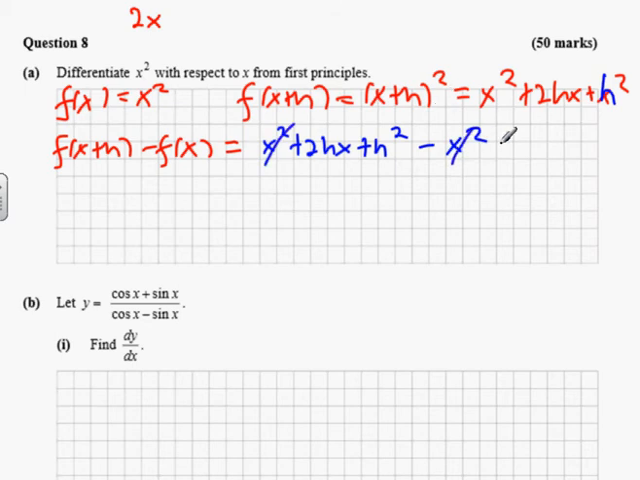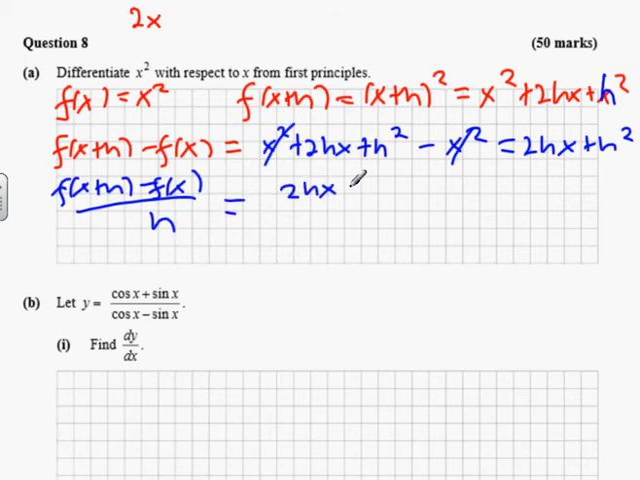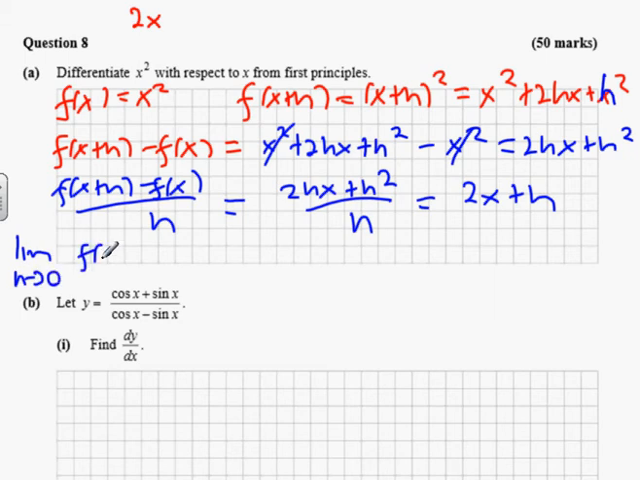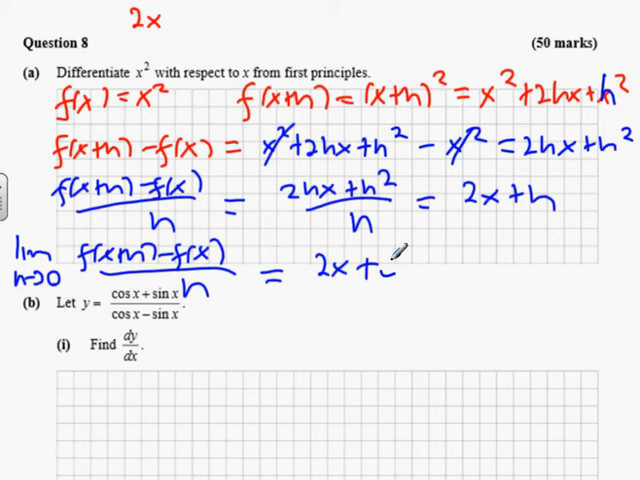Two of them cancel, and we're going to be left with 2hx plus h squared. Third part is going to be f(x plus h) minus f(x) all over h, which is going to be 2hx plus h squared all over h, and what we get is 2x plus h. Part 4 is the limit as h approaches 0 of f(x plus h) minus f(x) all over h, which is then going to be 2x plus 0, because this h here turns to 0. Okay, so the answer is 2x as expected.